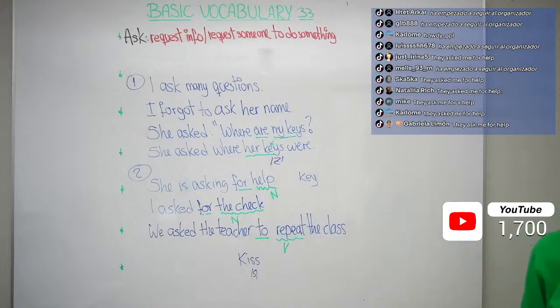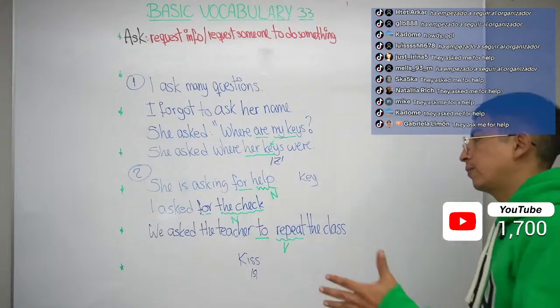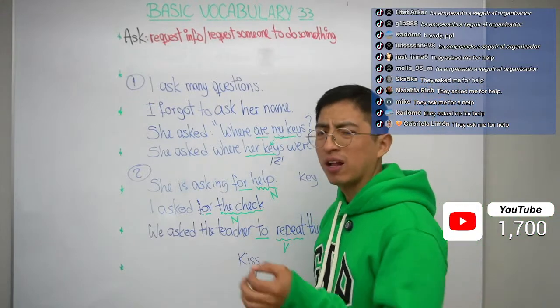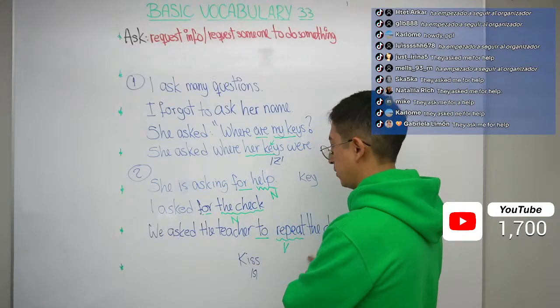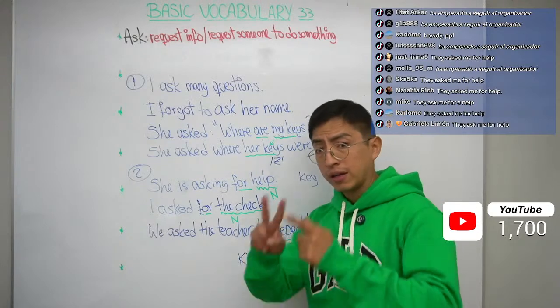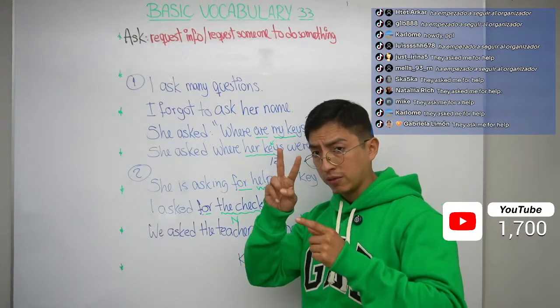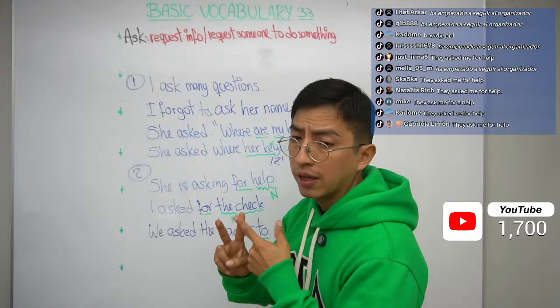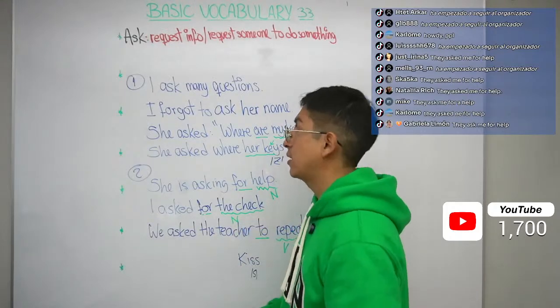Other possibility: They asked me to help them. Something like that, to help them. But in this case, for help is a noun. Remember, help has two meanings: help as a noun and help as a verb. Now, let's write it down.